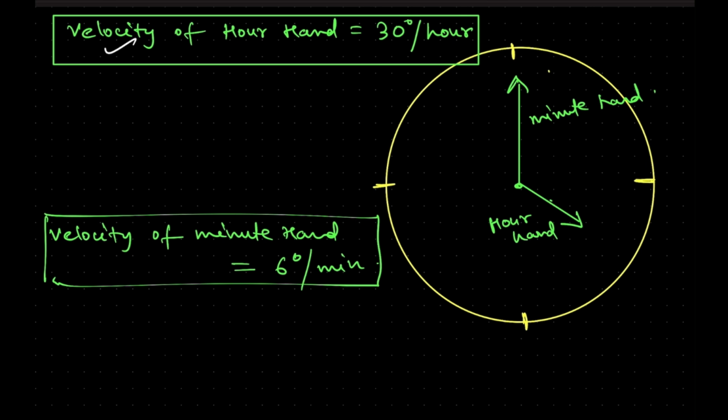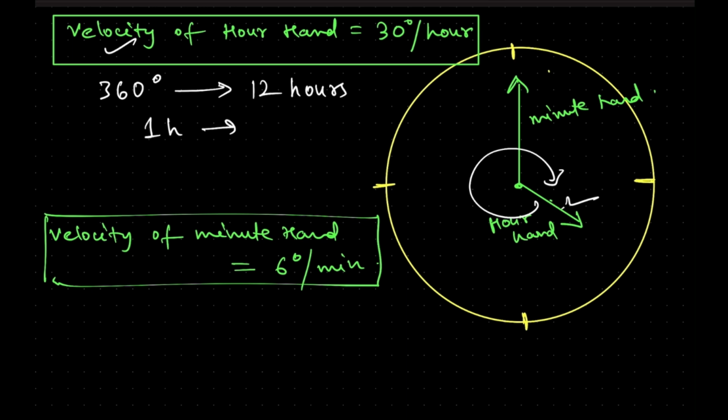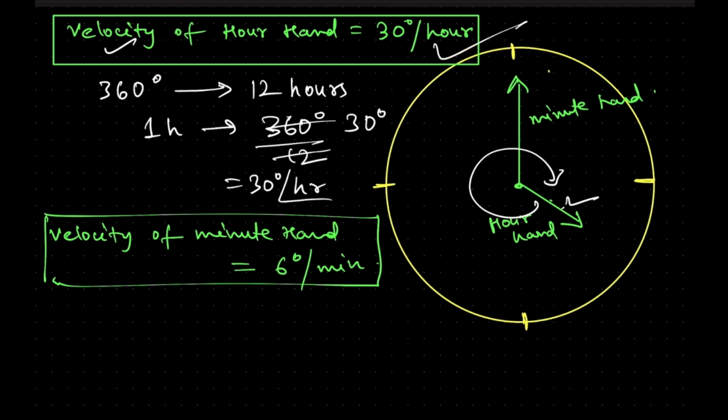We know that the hour hand makes a 360-degree rotation in how much time? It takes 12 hours to rotate 360 degrees. So in 1 hour, how much will it rotate? 360 by 12, that is 30 degrees. So 30 degrees per hour. That is what I have written. Keep this in mind, because I will be needing this. 30 degrees per hour can also be written as 0.5 degree per minute.